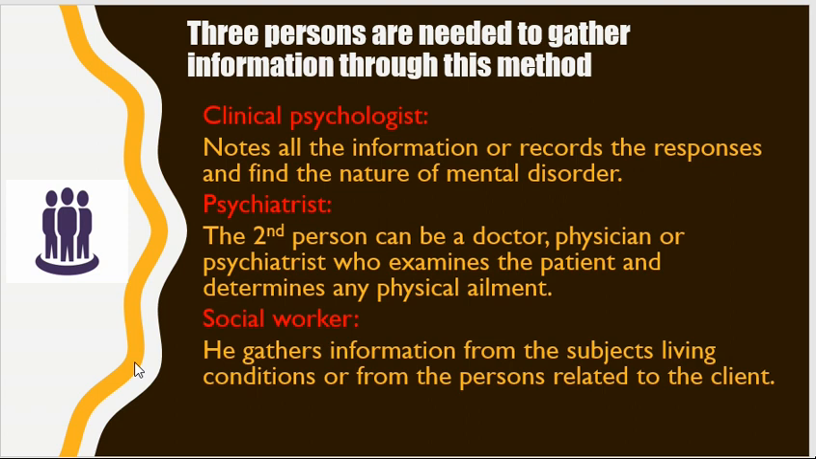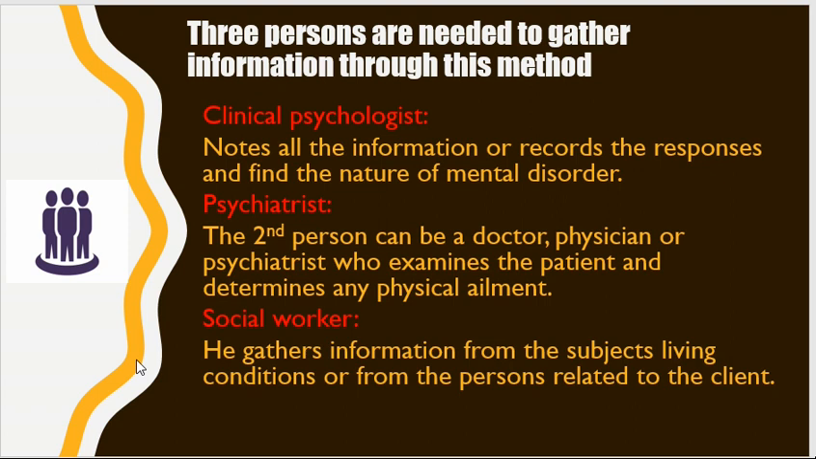There are three persons who are needed to gather information through this method. Number one, clinical psychologist. Number two, a psychiatrist. And number three, social worker. What is the job of the clinical psychologist? The clinical psychologist notes the information and records the responses given by the subject. He finds the nature of mental illnesses. He takes the case history, he studies the mental processes, he applies different psychotherapies, and he can apply different psychological tests to assess and diagnose the problem.